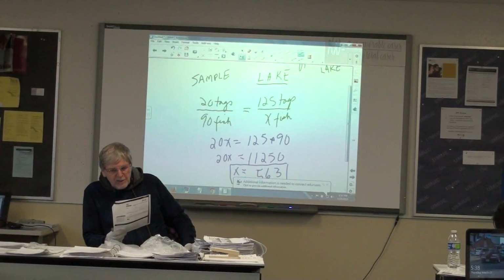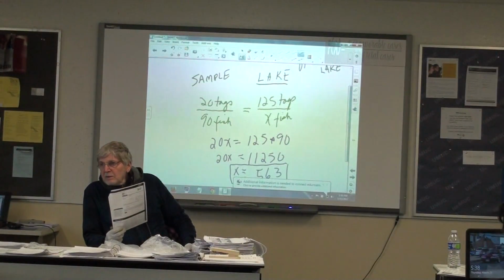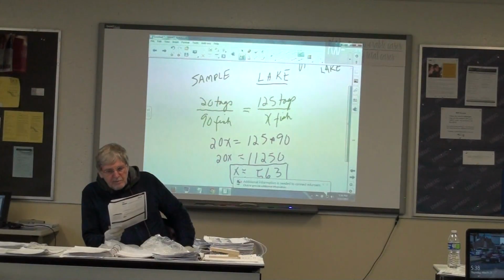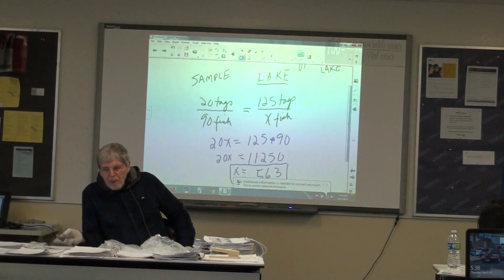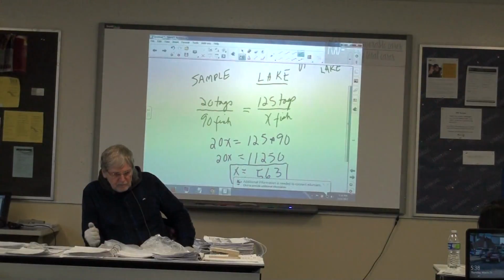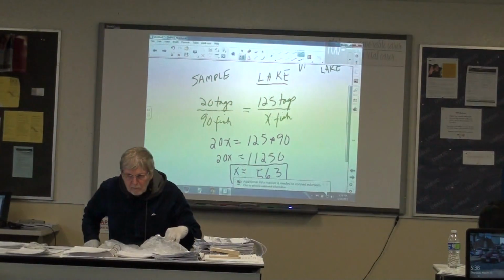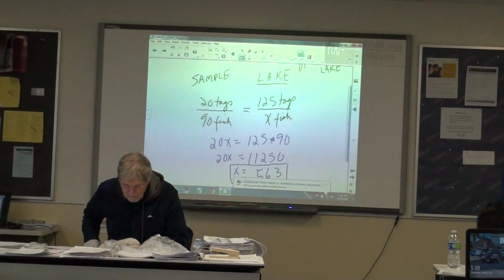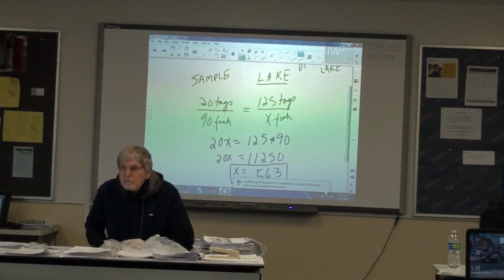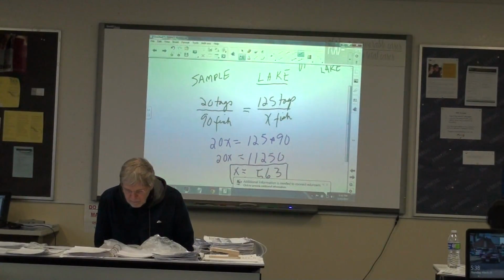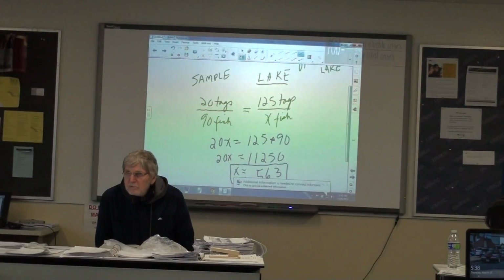So you do your cross multiplication and you get your answer, then you lift a piece of paper and see if the author got it right. Como, did the author get it right? 630.